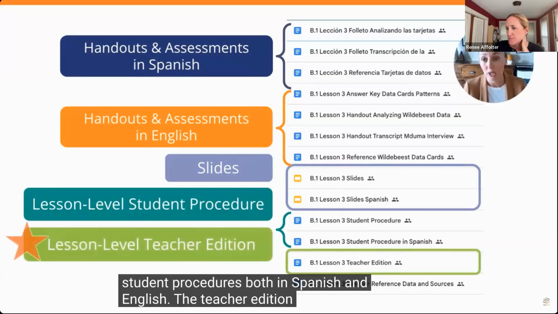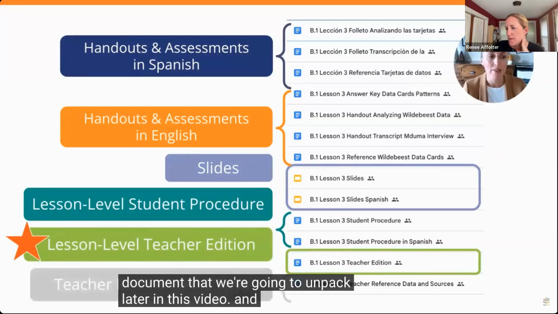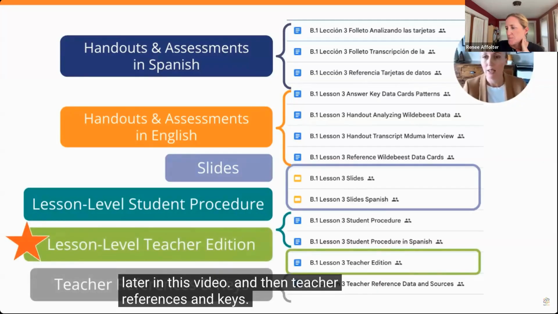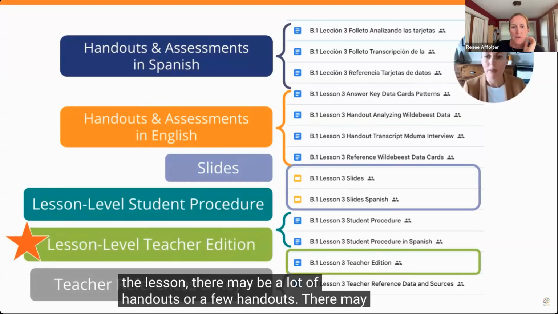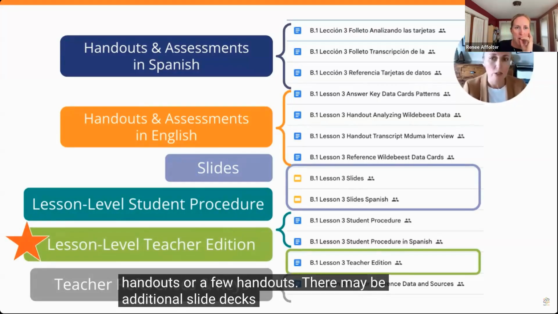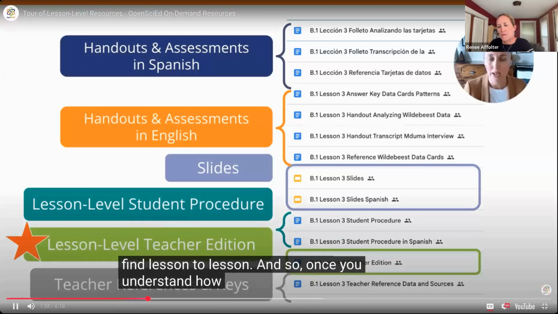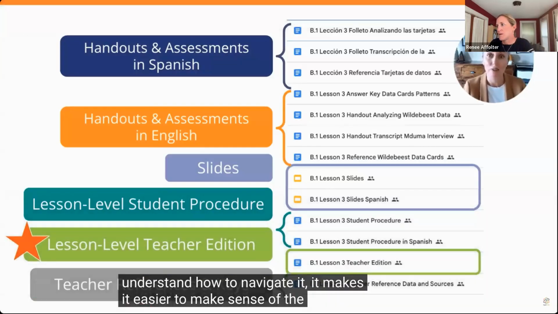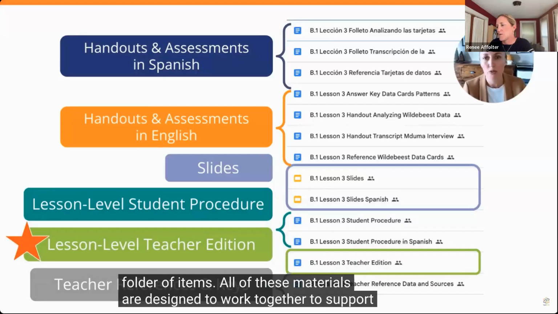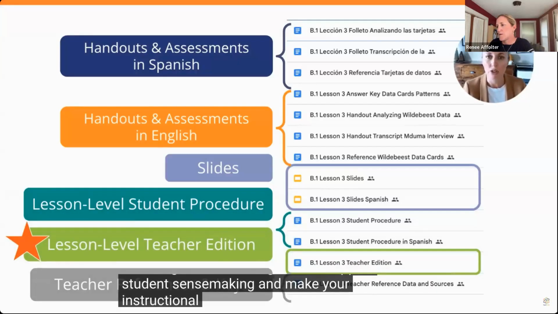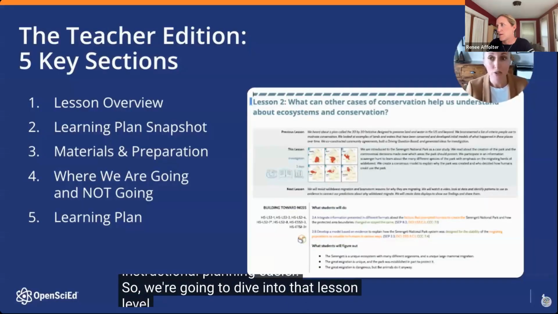The teacher edition for the lesson, which is a very important document that we're going to unpack later in this video, and then teacher references and keys. Now, depending on the lesson, there may be a lot of handouts or a few handouts. There may be additional slide decks or forms, but this is the same pattern that you'll find lesson to lesson. And so once you understand how to navigate it, it makes it easier to make sense of the big folder of items. All of these materials are designed to work together to support student sense making and make your instructional planning easier. So we're going to dive into that lesson level teacher edition.